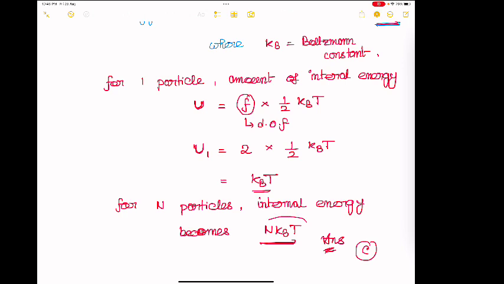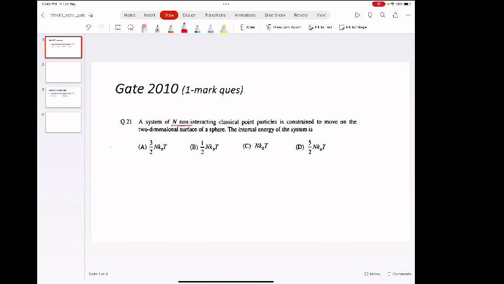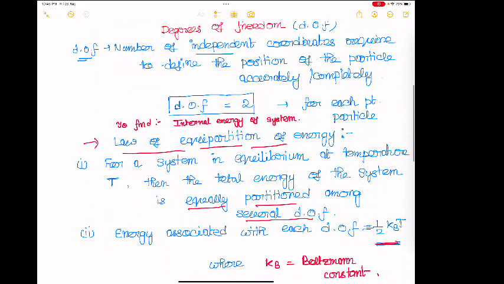So this is the answer to the question, and the correct option is C, whose value is n kBT. Therefore, this is the correct option. So this is the step-by-step solution of this particular problem.